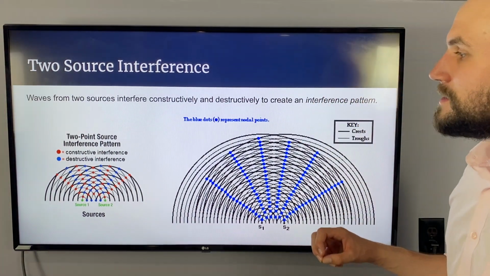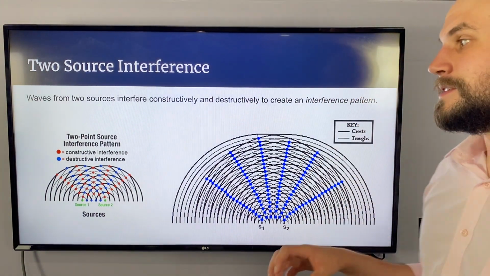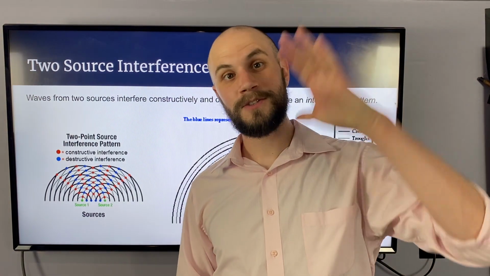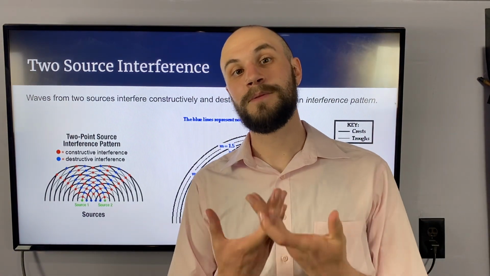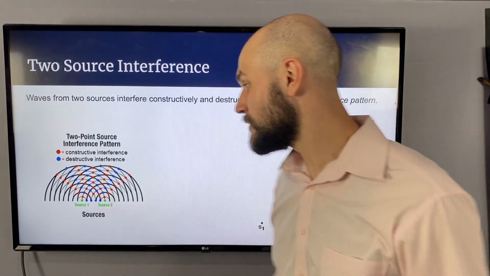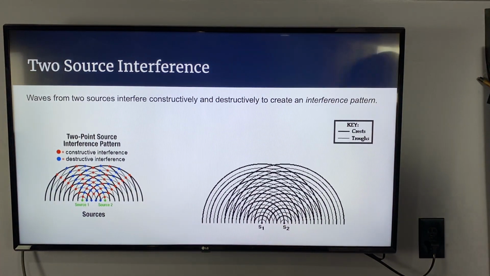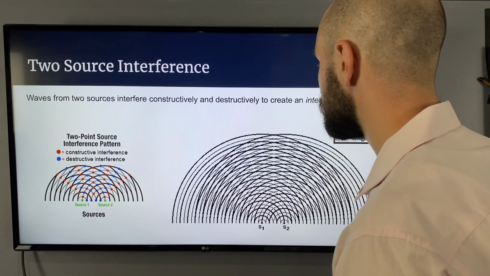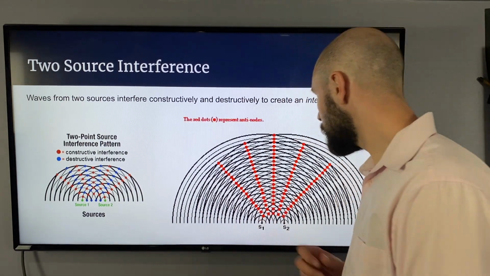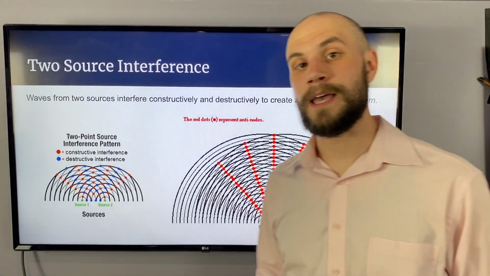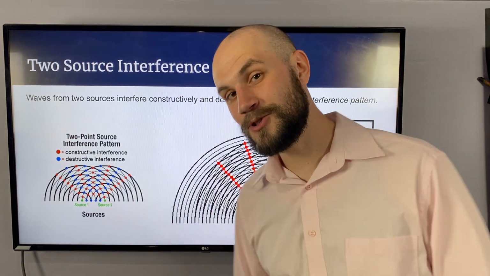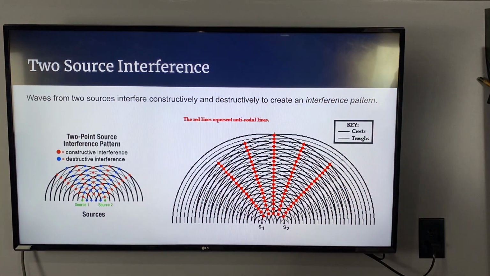And those are the places, so the maximum constructive is where it's two crests or two troughs, and then the maximum destructive is where it's a crest and a trough. Those two sources will interfere with one another. You could actually see this with water waves as well. If these two sources were creating water waves, you'll see places where we get maximum constructive interference and maximum destructive interference.